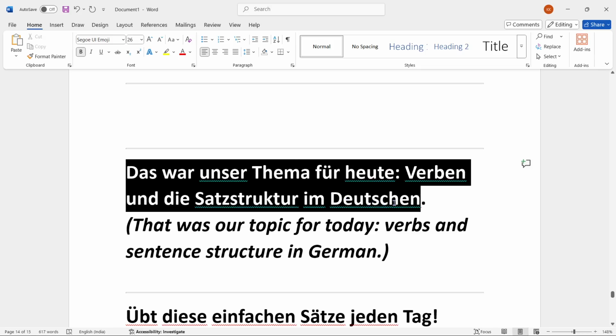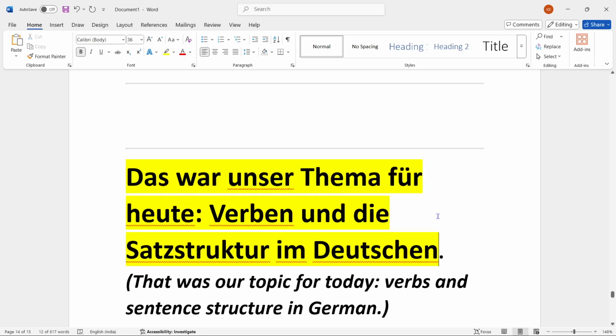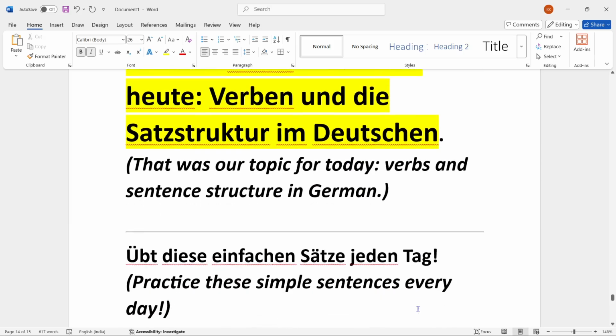Das war unser Thema für heute. Ja, das war unser Thema für heute. Verben und die Satzstruktur im Deutschen. That was our topic for today. Verbs and the sentence structure in German.